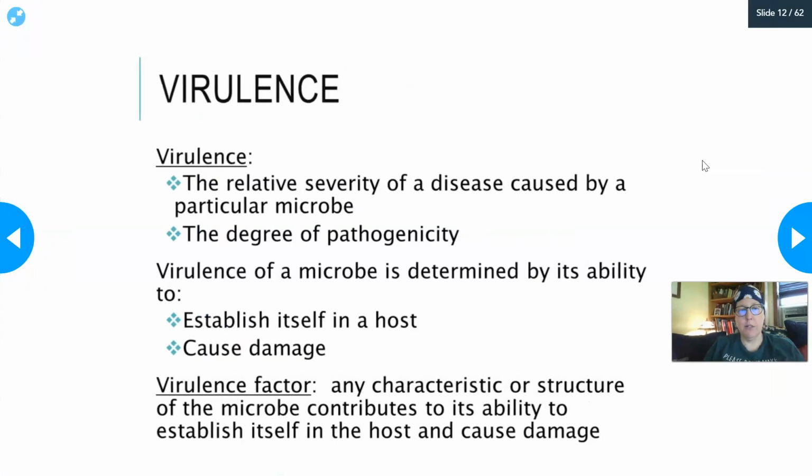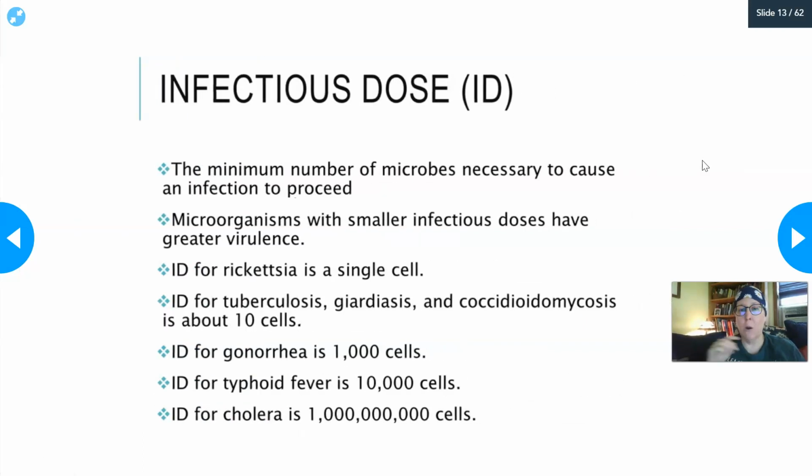Virulence. Let's talk about virulence. Virulence is the relative severity of disease caused by a particular microbe. It's the degree of pathogenicity. The virulence of a microbe is determined by its ability to establish itself in a host and cause damage. Virulence factors are any characteristic or structure of the microbe that contributes to its ability to establish itself in the host and cause damage. All right, let's talk about infectious dose, because this is related to virulence.